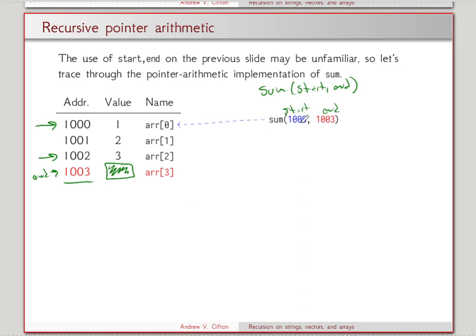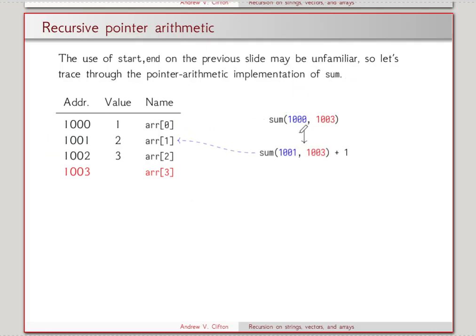Okay, so we start off with sum being 1000 and end being 1003 here. So we are going to say recursively, all right, please add up everything in the rest of the array, like this part here, and then on the way back up, add in the 1. So the 1 is the star start here, right? That's that thing right there.